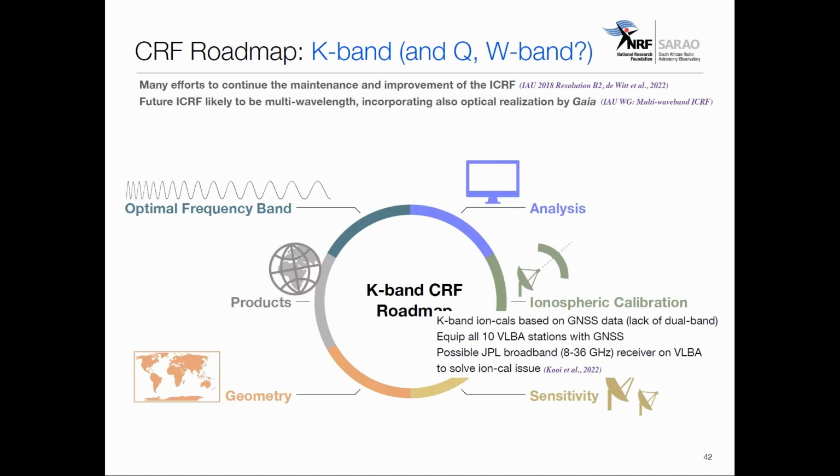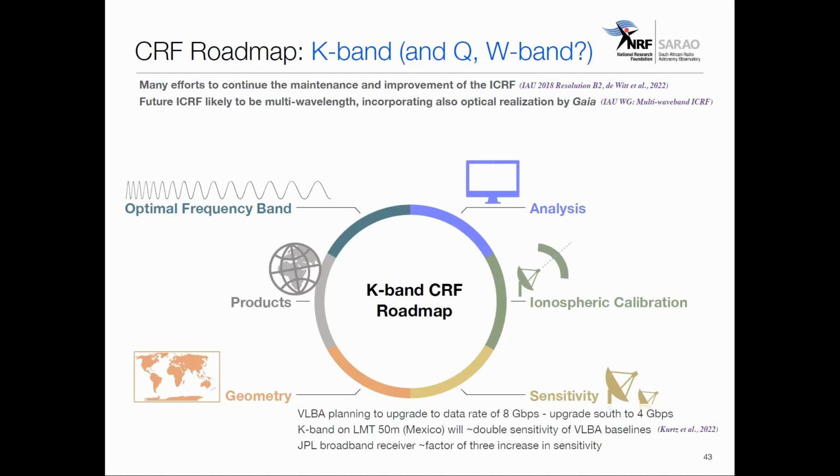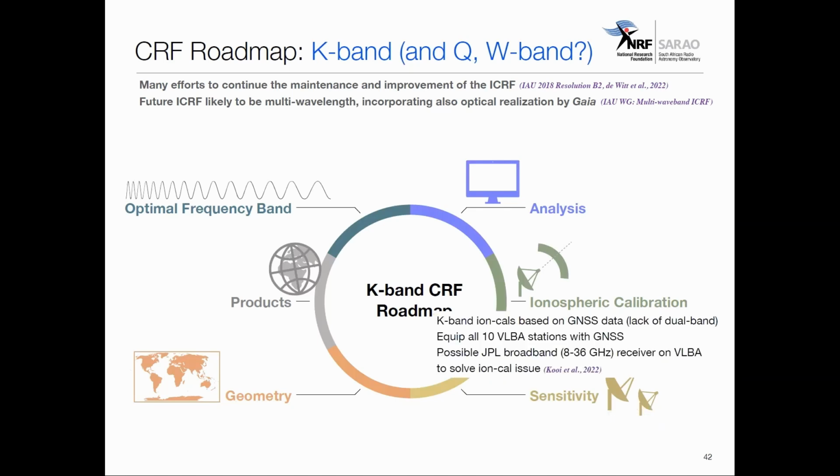Ionospheric calibration. So I said before, we use GPS for our ionospheric calibration, but only five of the VLBA stations currently have GPS. We've sent a request. We asked for them to install GPS at all the VLBA stations, and we are confident that by the end of this calendar year, we will have GNSS stations at all 10 VLBA sites. Then JPL also designed this broadband 8 to 36 gigahertz receiver for the VLBA. If that gets installed on all the VLBA antennas, then of course all our ionospheric calibration issues will be solved.